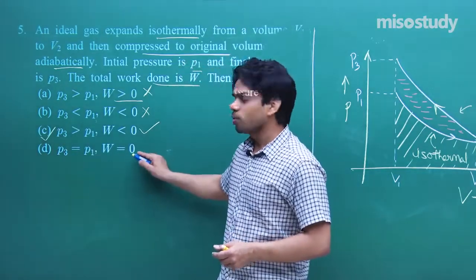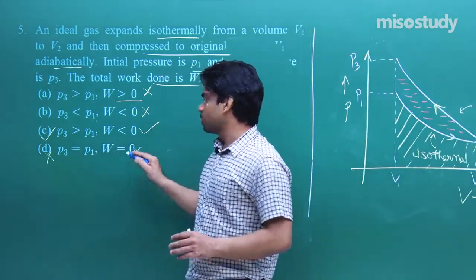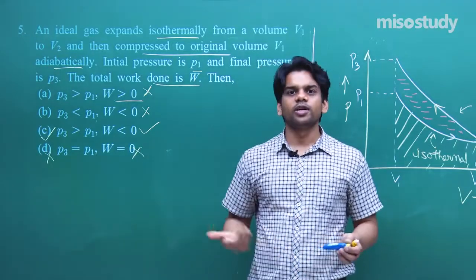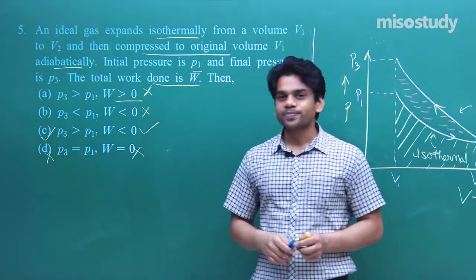Option number D, P3 equal to P1, no, that's not a possibility, work equal to 0, no. That is possible only when the gas returns to the same process. This is not the case. The only possible case is option number C.